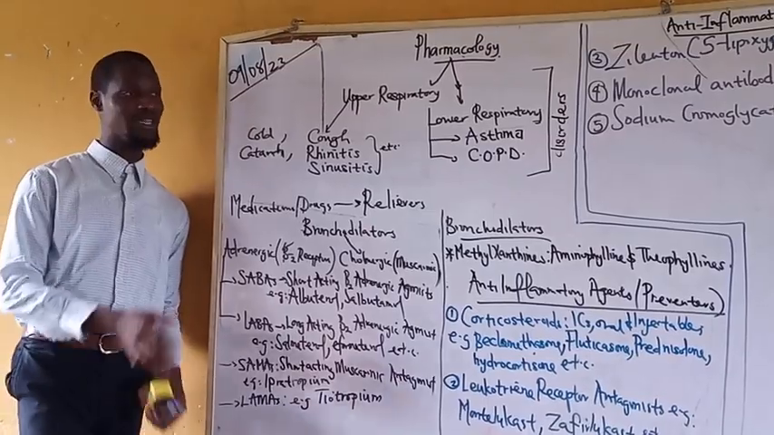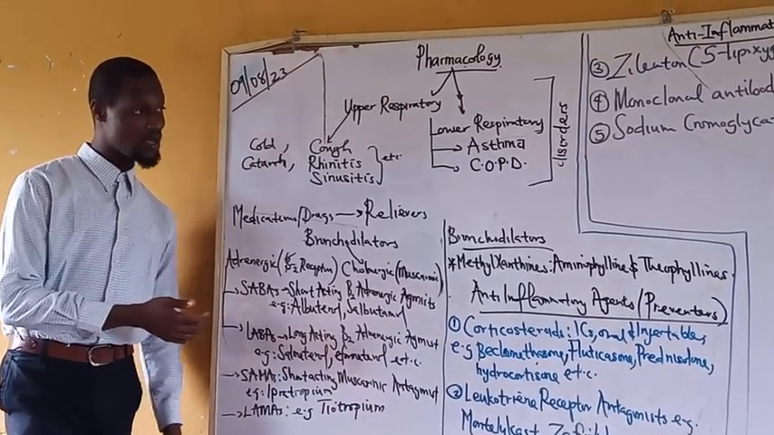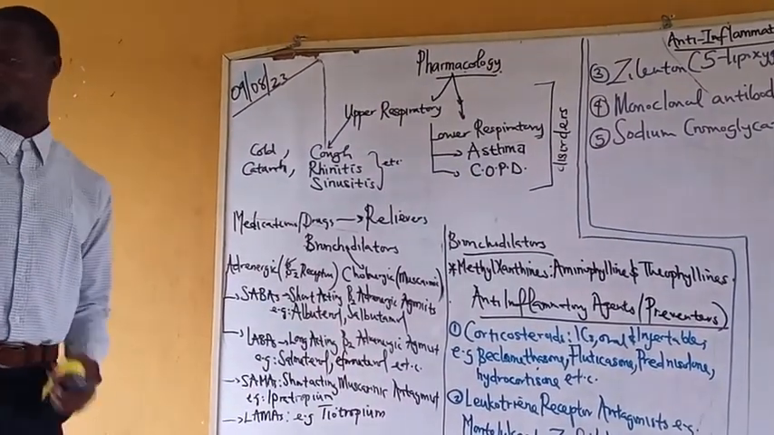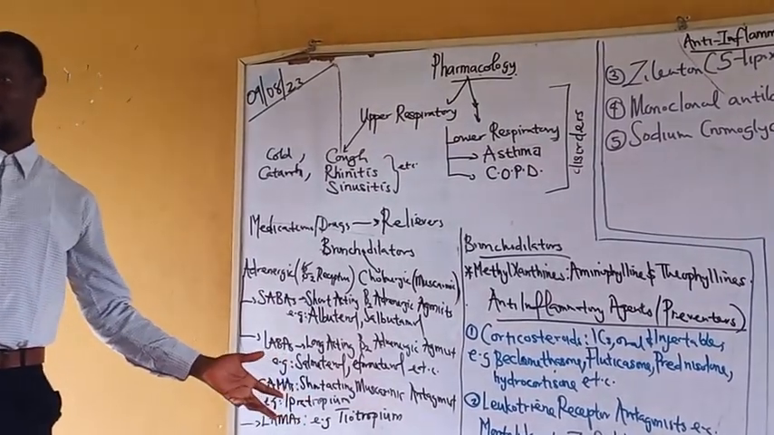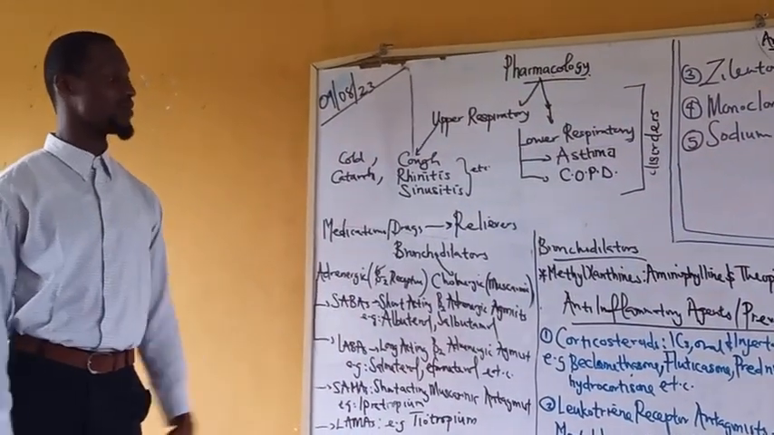Some of us know Ventolin. Then we also know this other one. What's the other one? Atrovent. Atrovent. So they contain some of these drugs.